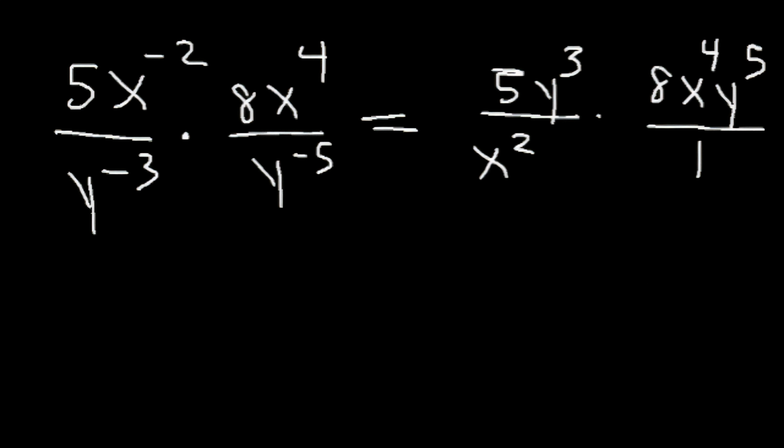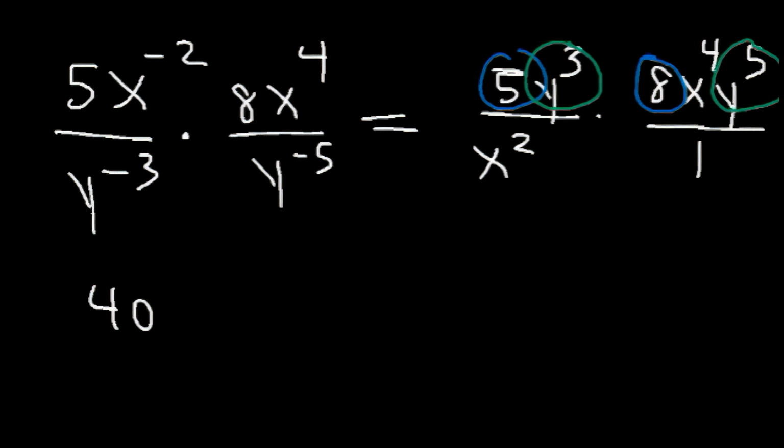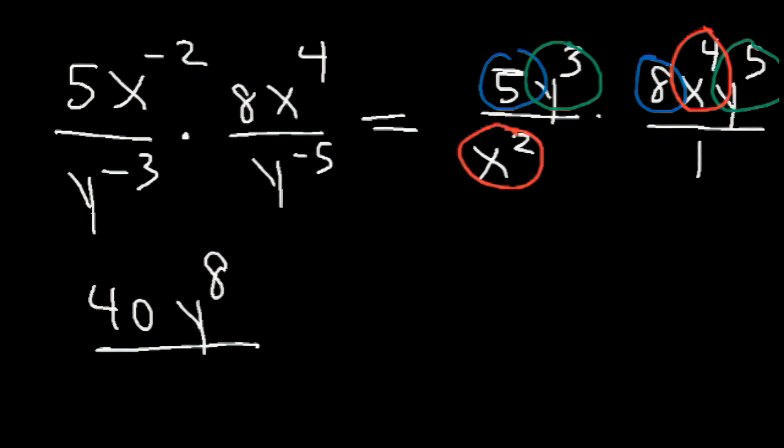So now let's multiply across. 8 times 5 is 40. And y cubed times y to the 5th, we need to add the exponents. It's going to be y to the 8, since 3 plus 5 is 8. And for the x variables, we need to divide. x to the 4 divided by x squared, that's 4 minus 2. So it's simply 2. So the final answer is 40x squared y to the 8.